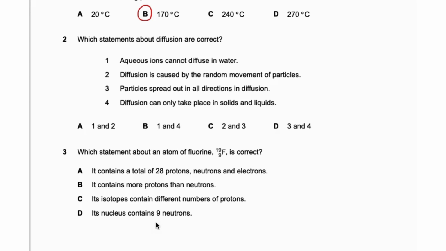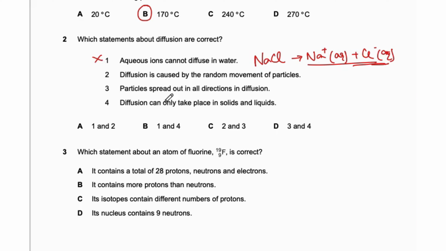Second question: which statements about diffusion are correct? Aqueous ions cannot diffuse in water. Aqueous ions can diffuse in water. For example, when sodium chloride is dissolved in water, it makes Na+ aqueous plus Cl- aqueous, and the ions are equally dispersed in the liquid. So aqueous ions can diffuse.